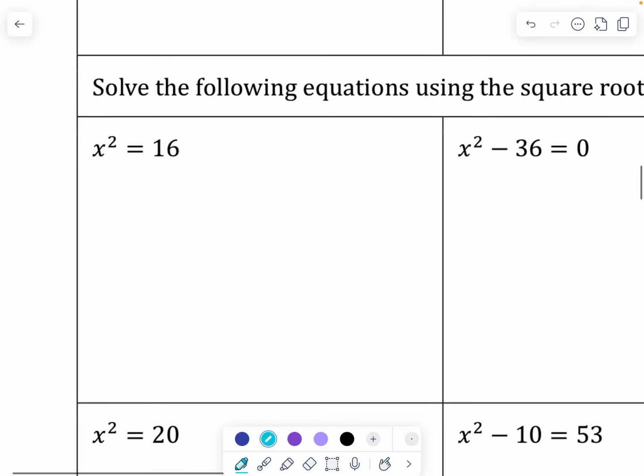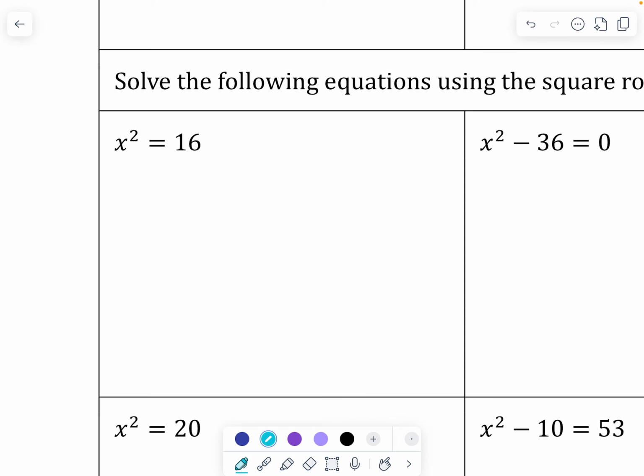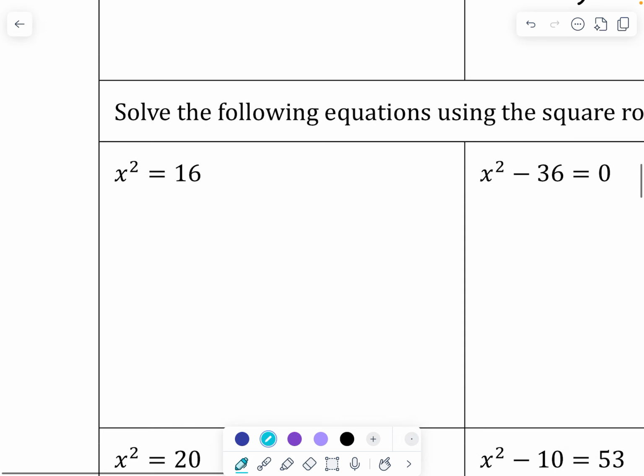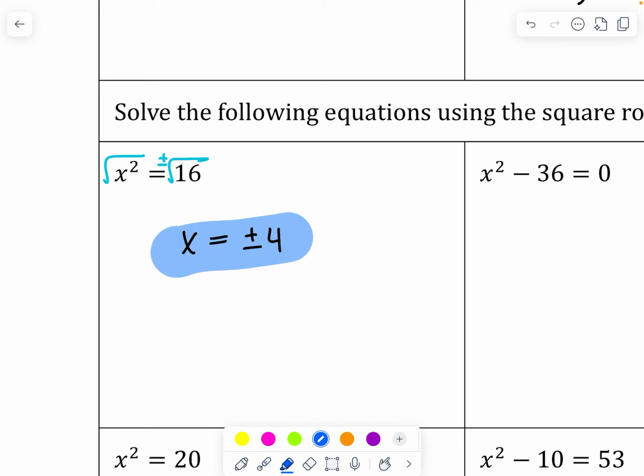Okay, let's put it to work. So x squared equals 16. How do we get rid of a square? We square root, and whenever you square root, by the property, we do plus or minus. Square root of 16 is 4, so plus or minus 4. And that's it there. That's all you got to do there. That's one step.